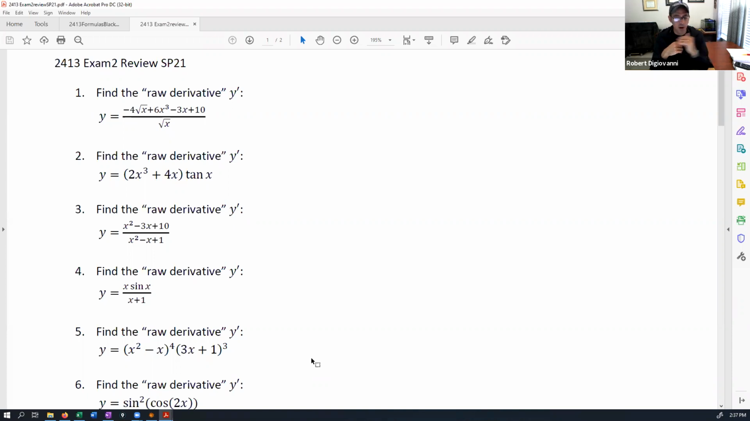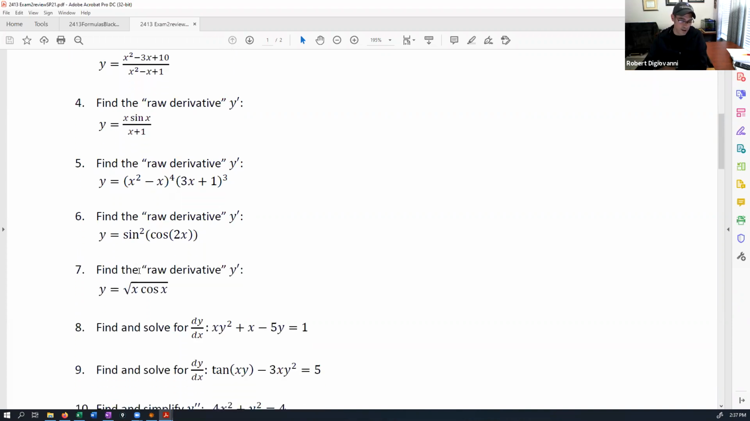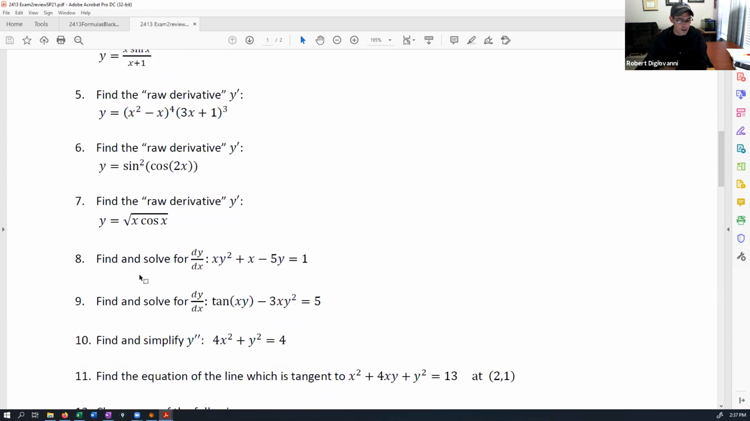Now, when you look at these problems, they go in the order in which we learned them. So we have power rule, product rule, quotient rule, and then we get chain rule. So the rest from 4 down is all chain. And then we get to 8. At 8, we start doing implicit differentiation, but we're asking for a second derivative. So I did one of those last class.